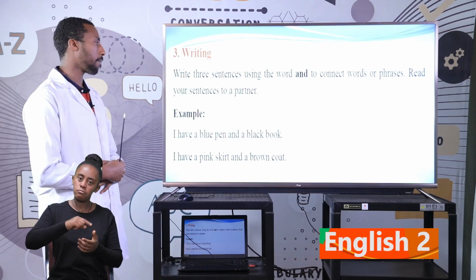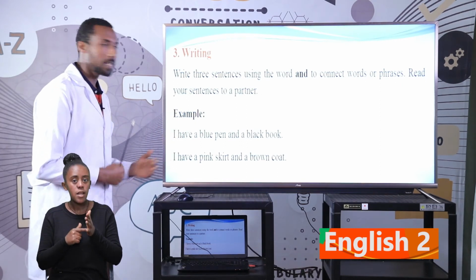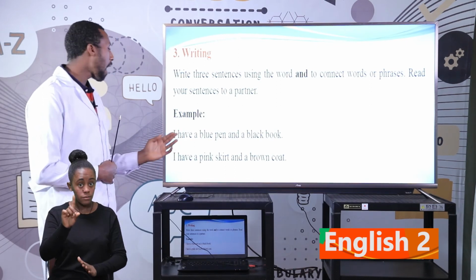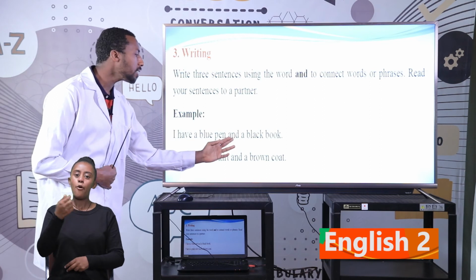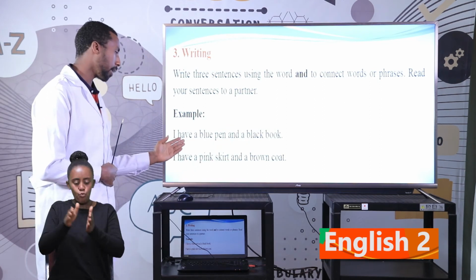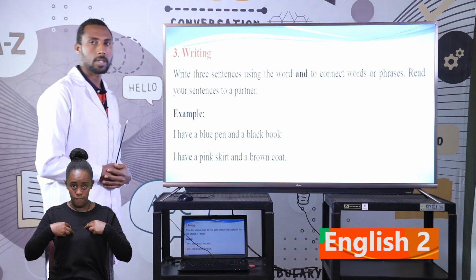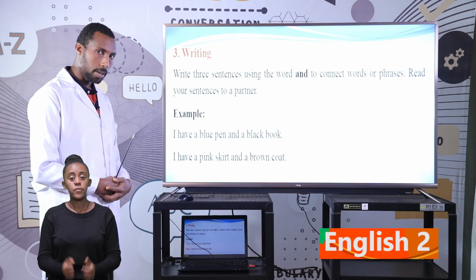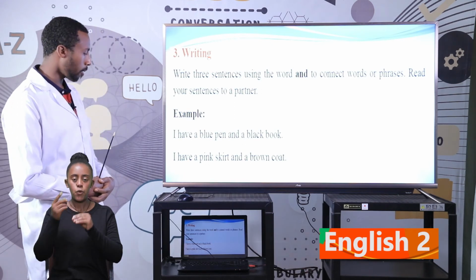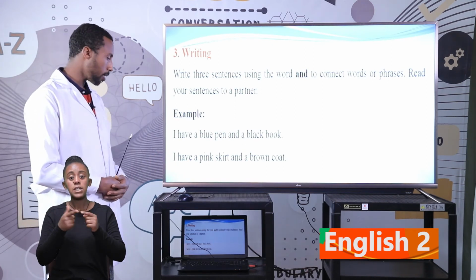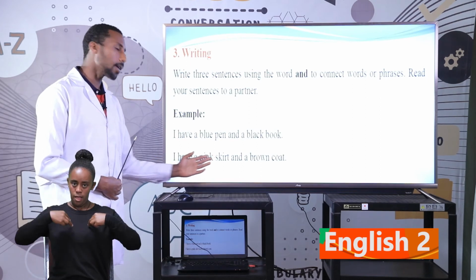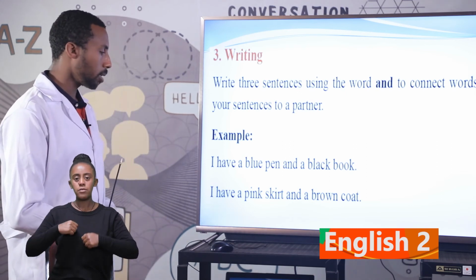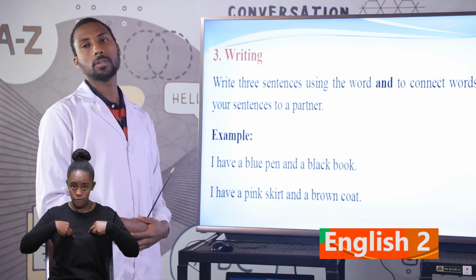Example. Let me give you an example first of all. There are 2 examples here. Number 1. I have a blue pen and a black book. This is the first sentence. Let us see the second sentence, students. Are you with me? Thank you, students, for your participation. Okay. The second sentence, it says what? I have a pink skirt and a brown coat.